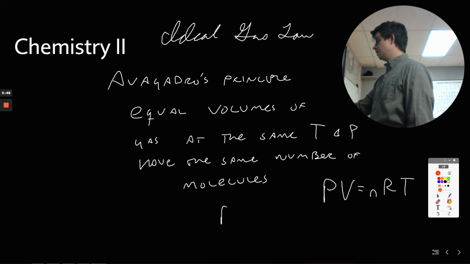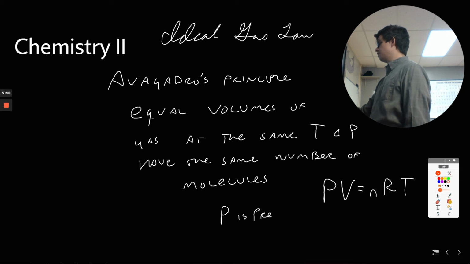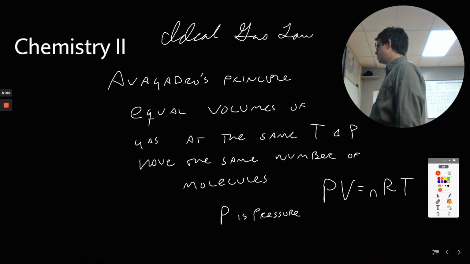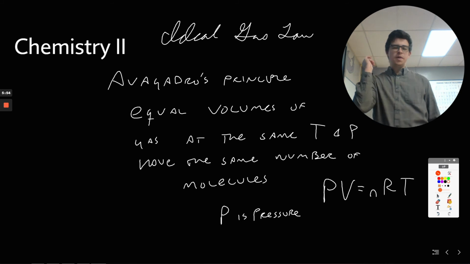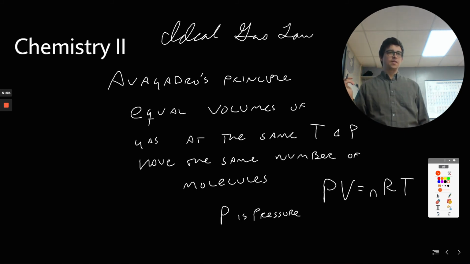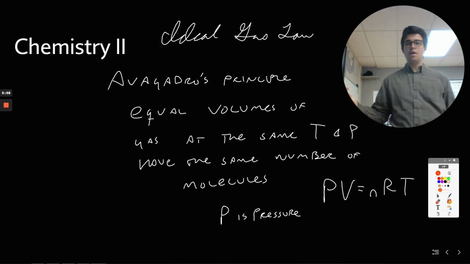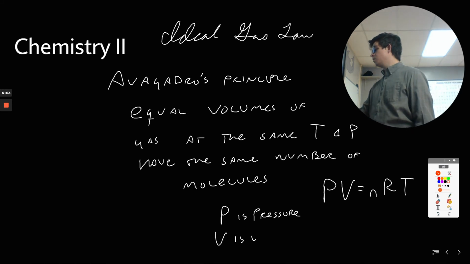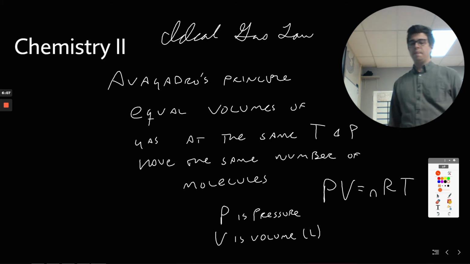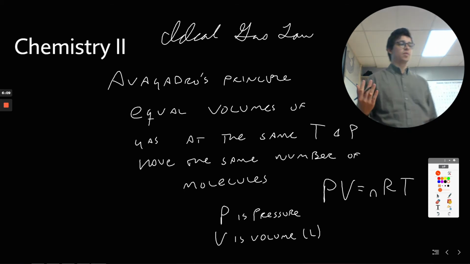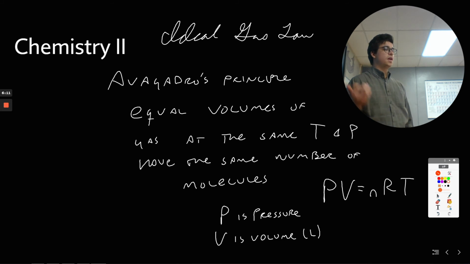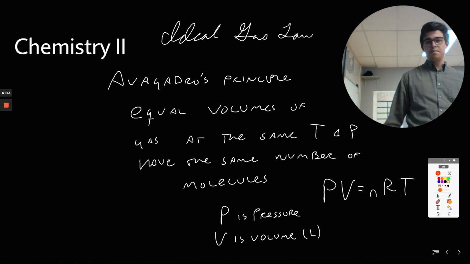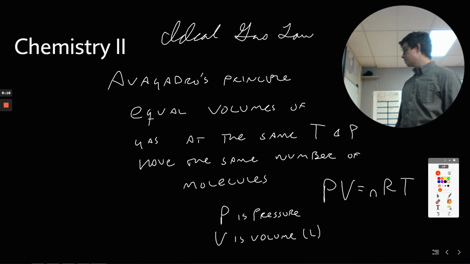Capital P is pressure, measured in any unit, but we have to be careful of the units because we use different values of R depending on the different pressure units. V, of course, is volume, and for this we must measure volume in liters. When we were doing the combined gas law, since they were ratios or proportions, it was okay to use any volume unit as long as it was the same, but for this we need to have it in liters.